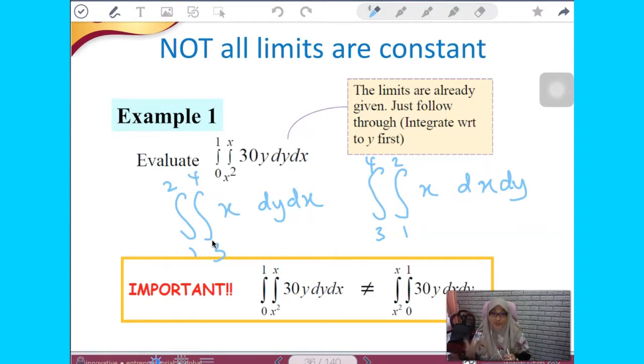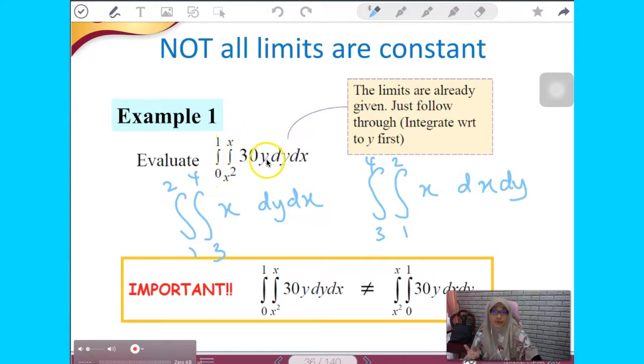But you cannot do that, it is strictly forbidden, for a non-rectangular region. By non-rectangular region I mean, look at the question here. They give you the integrand 30y, dy dx. Here we have a constant limit for x, 0 to 1, and y is a function, x squared to x.